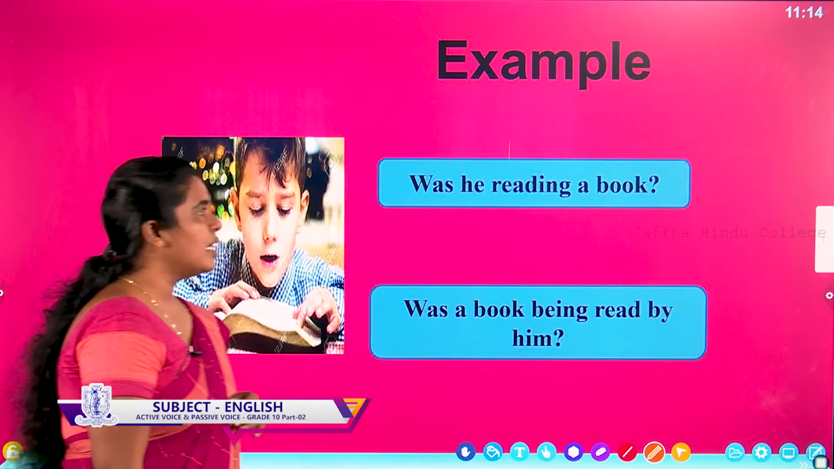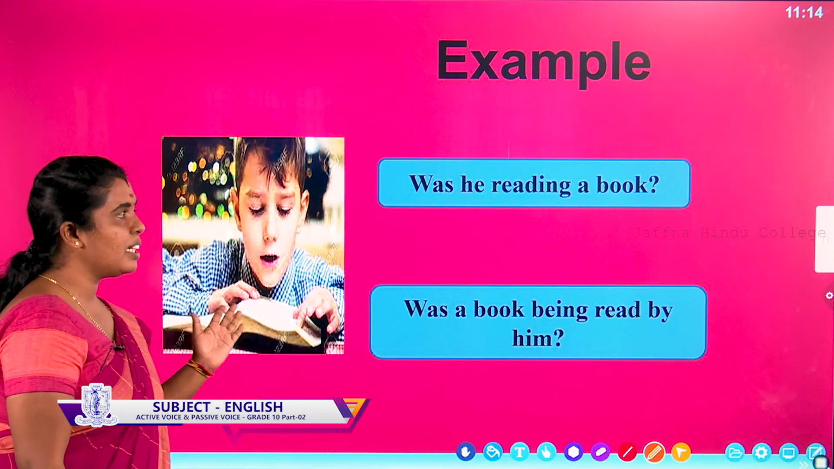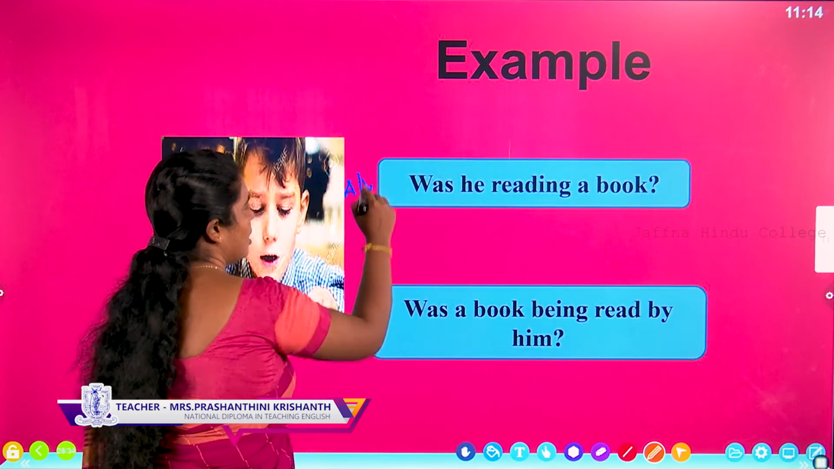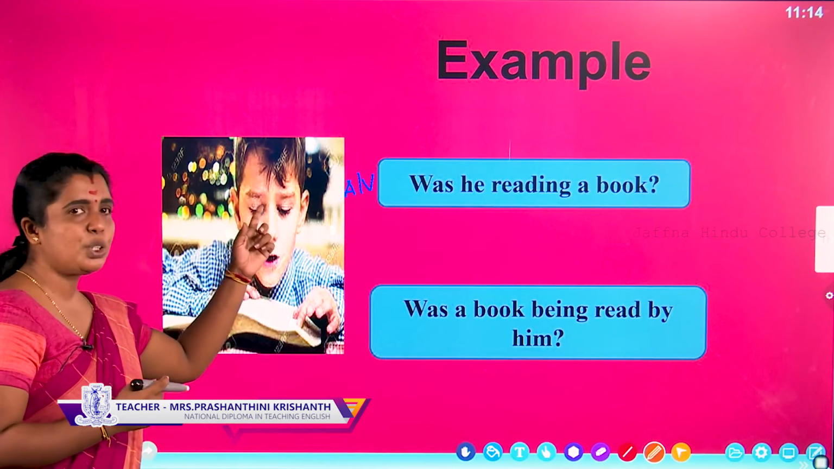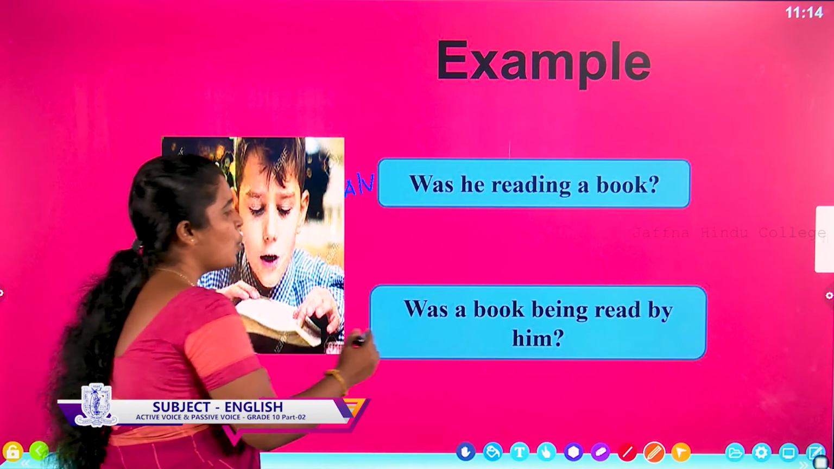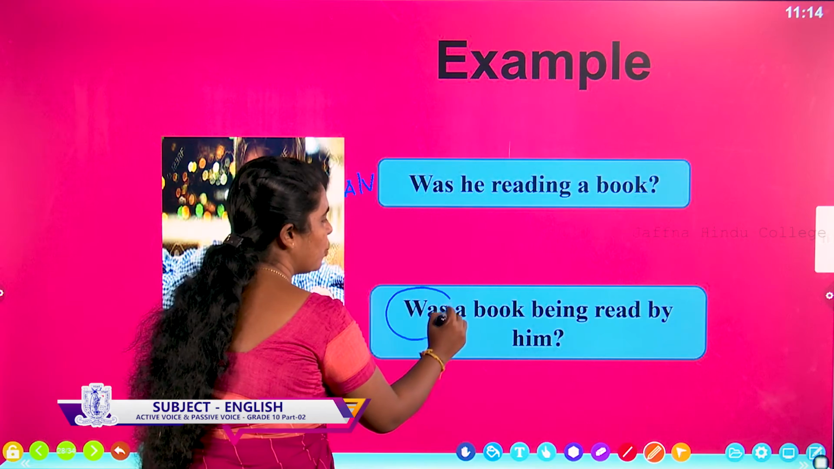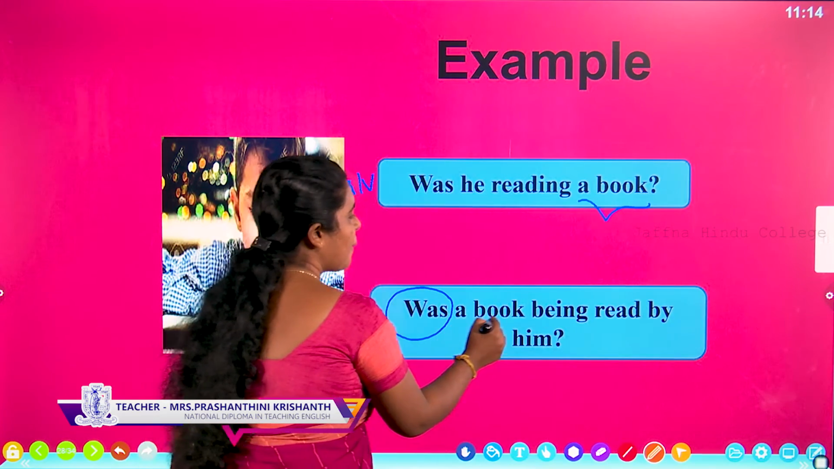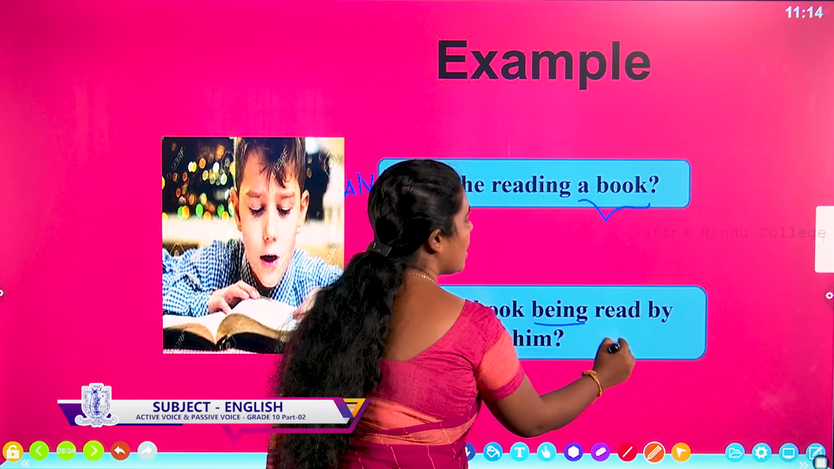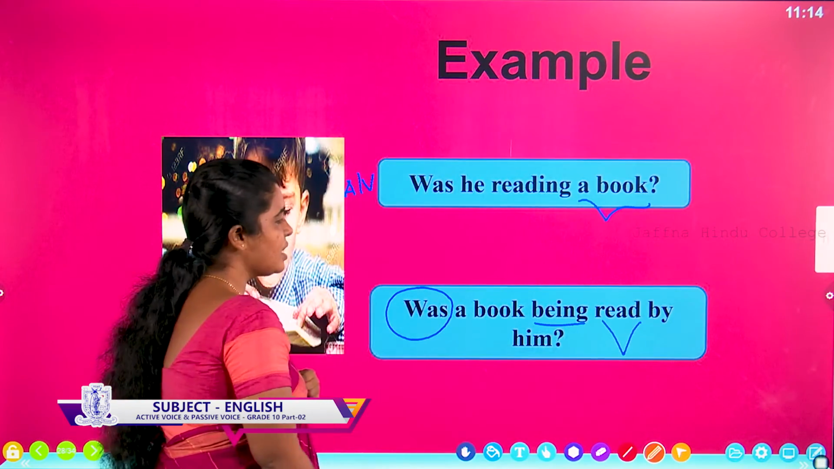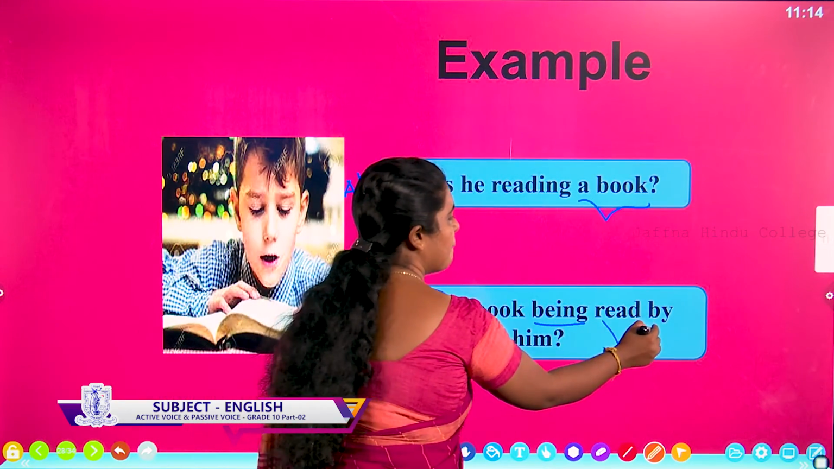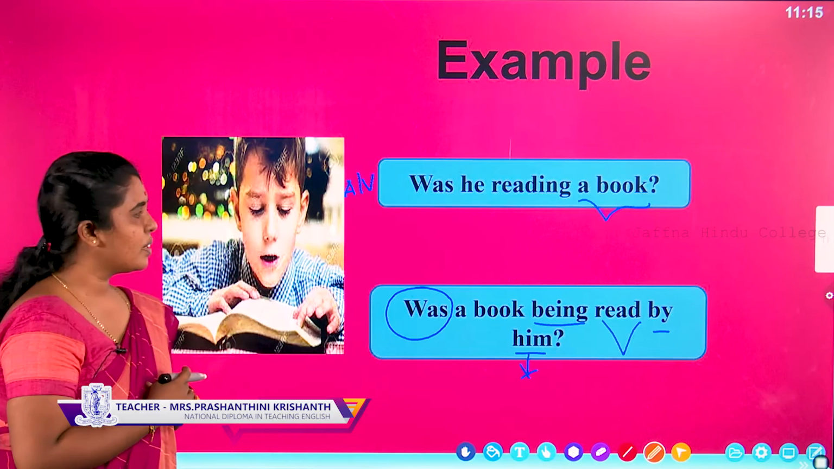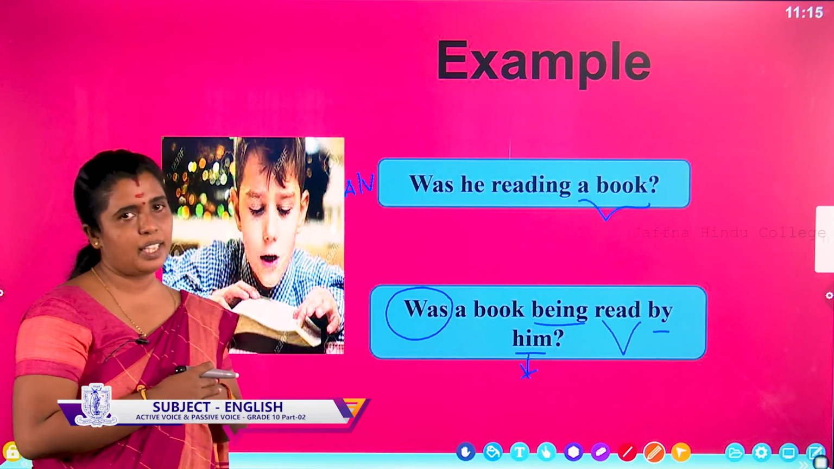Was he reading a book? Right? Was he reading a book? So, this is active voice question, right? Now, we are going to change this question into passive voice, right? See here, was, so this is the helping verb, and the object, we are taking the object, a book, being, past participle of the verb, read, right? Was a book being read by him, right? He becomes him, right? Was a book being read by him.